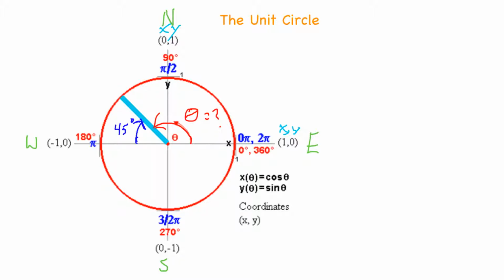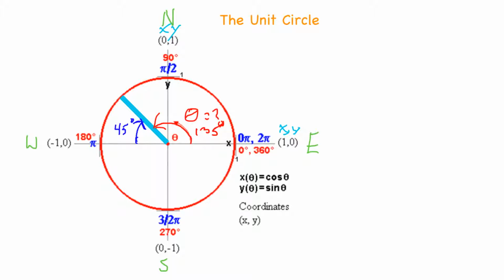Alright, so we could take 180 and subtract 45 degrees from it, and that would tell us what the angle is from this direction around to our line. And when we do that, we get 135 degrees. I'll go ahead and write that in.